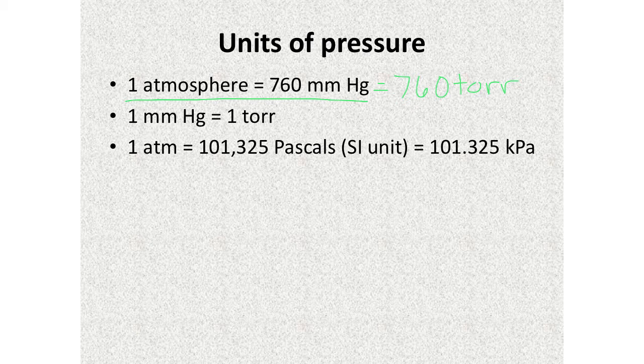101.3 kilopascals, or 101,325 pascals. So 1 atm is equal to 760 millimeters of mercury, 760 torr, and 101.3 kilopascals. So all of those things are equivalent, and we will use them to convert from one unit to another.